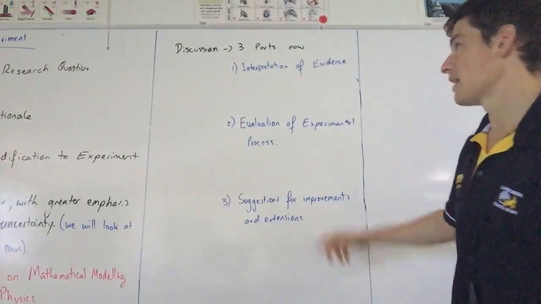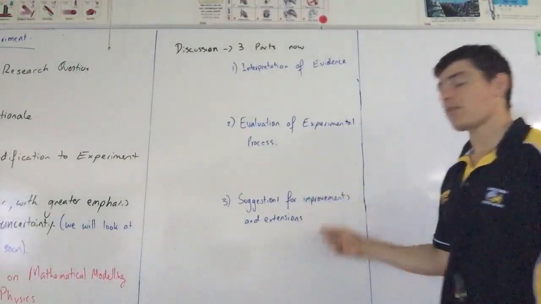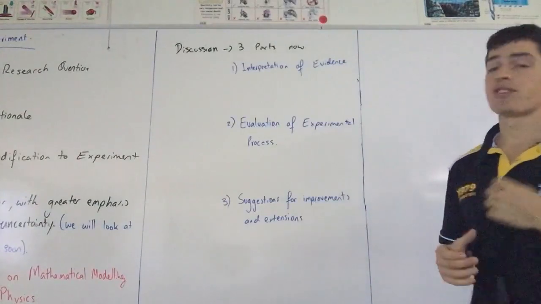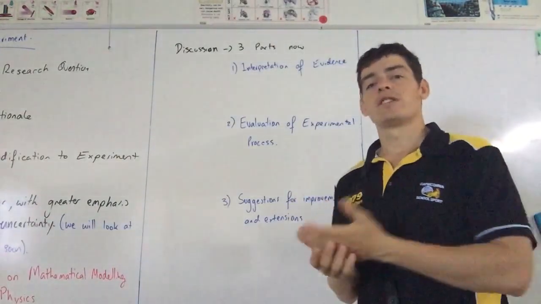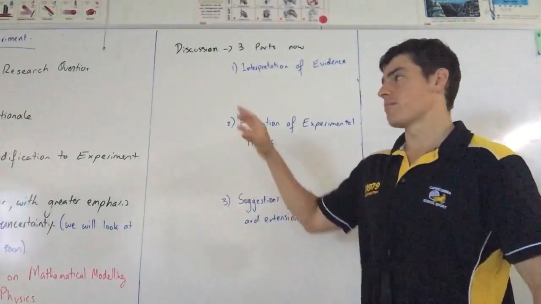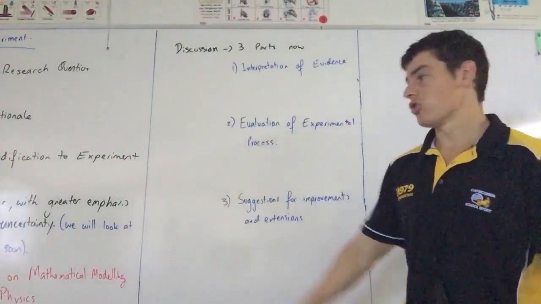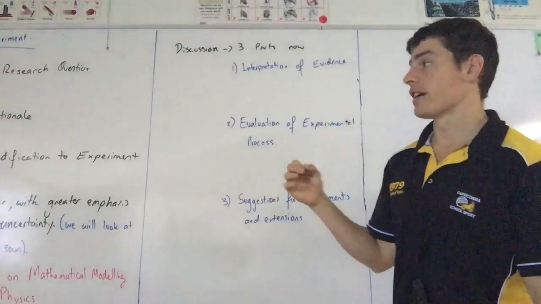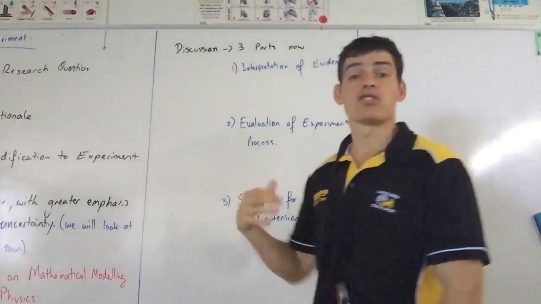Now, I'll come back to that in a second, but bigger emphasis on those 2 in brief. So the interpretation of evidence, that's saying, did your data match the rationale? Did your data match what was expected in the theory? So you look at your analysis, you look at your uncertainty, and you say, how certain are you that your data matches the rationale? If it does, great.